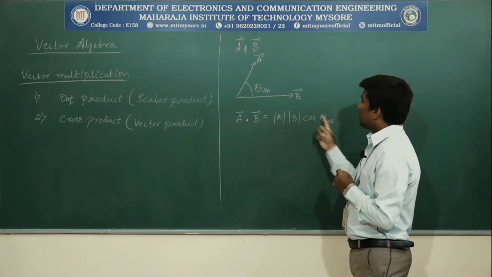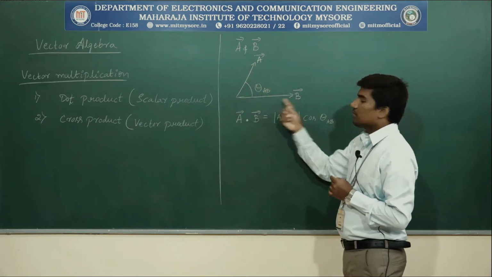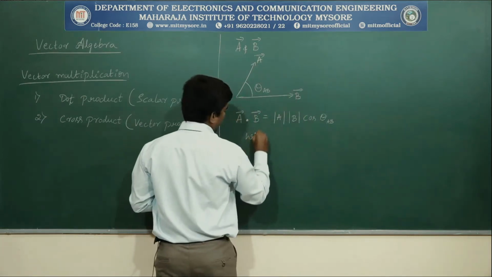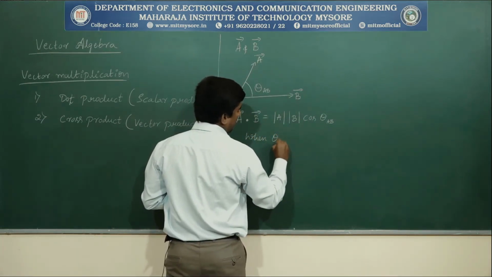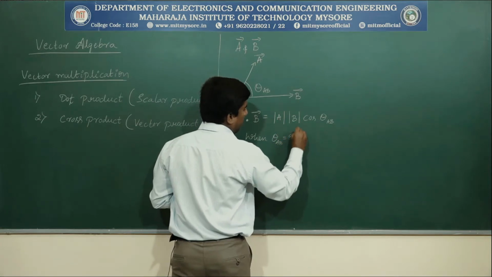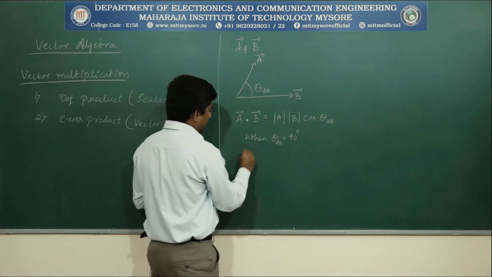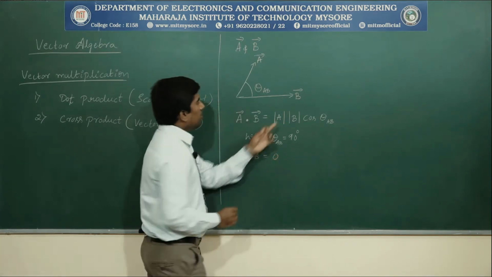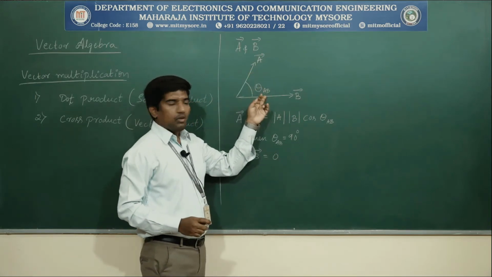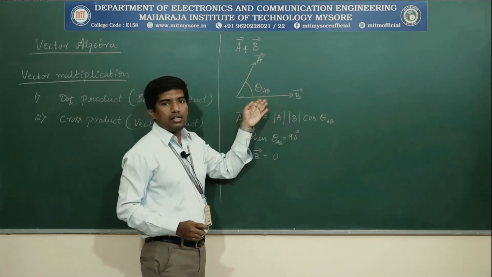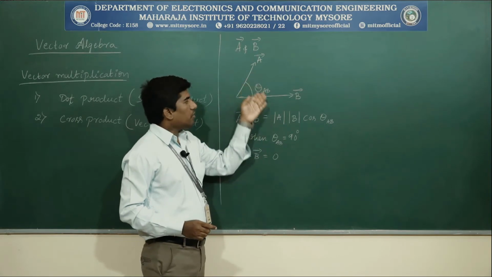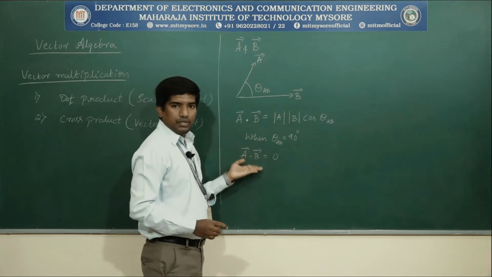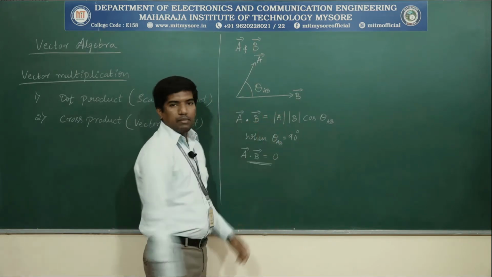When the angle between these two vectors, theta AB, becomes 90 degrees, what happens to the dot product? The dot product becomes 0 because those two are perpendicular to each other. When the angle between these two vectors is 90 degrees, the vectors are orthogonal, perpendicular to each other. The dot product between two vectors which are perpendicular to each other is equivalent to 0. This is the thing you need to remember.